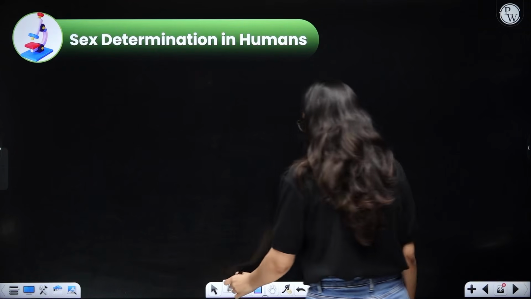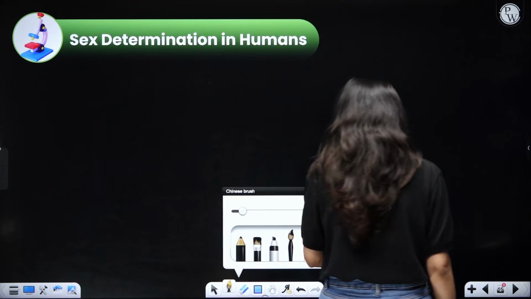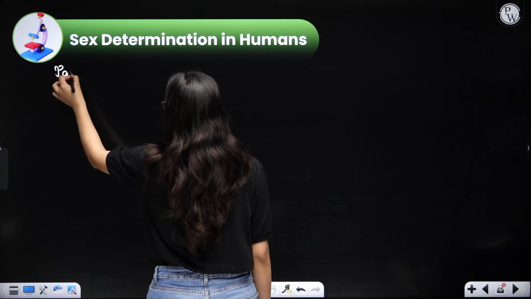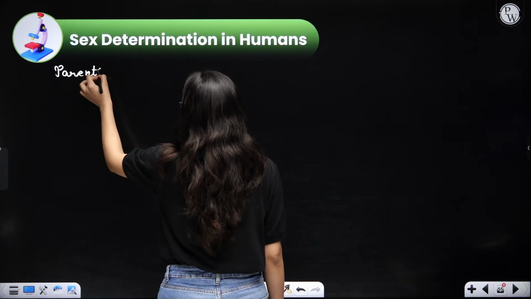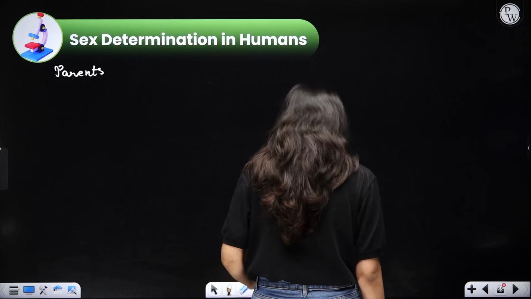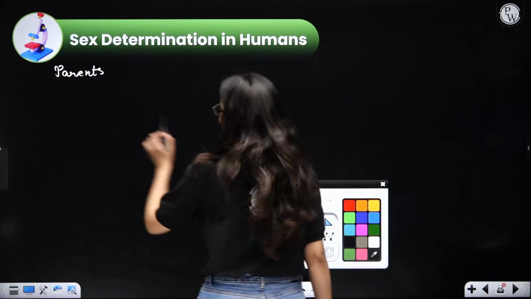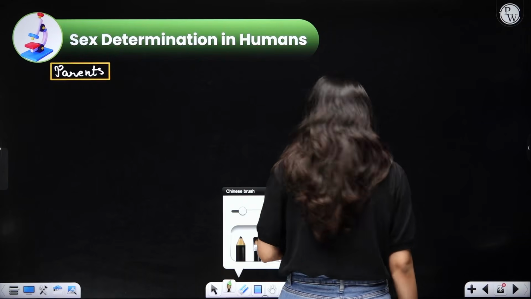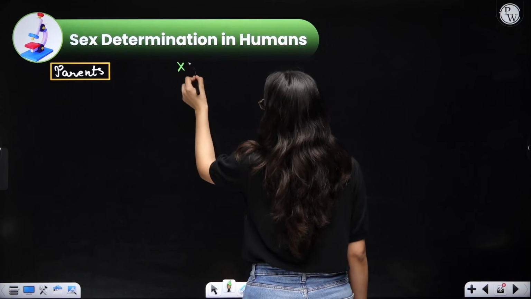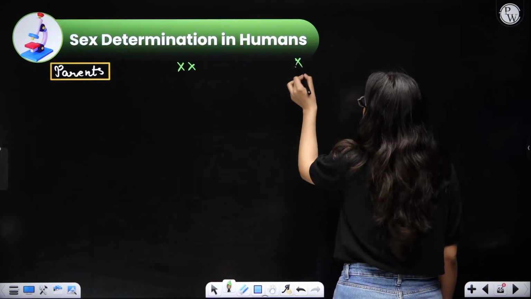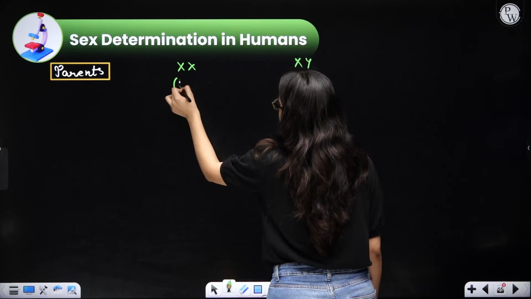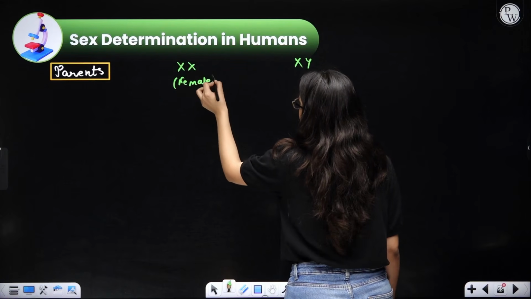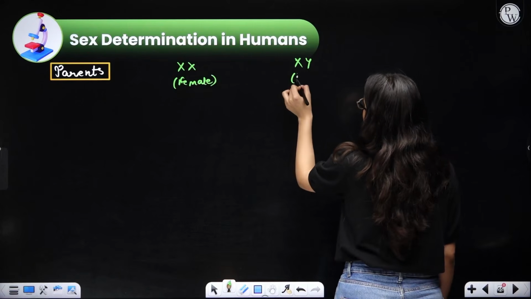Now talking about how sex determination actually takes place, again we have to consider the parents first. What will be the combination of the parents? In case of parents, the combination of the sex chromosomes is XX and XY. XX is the female and XY is the male. So again we are going to write, this is a female, and over here we have a male.